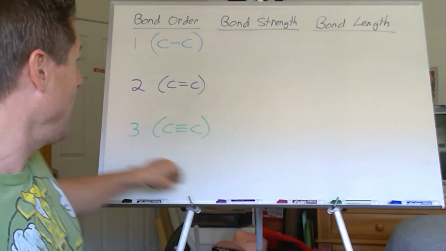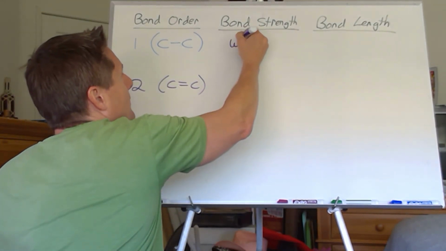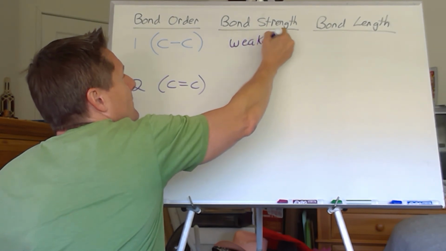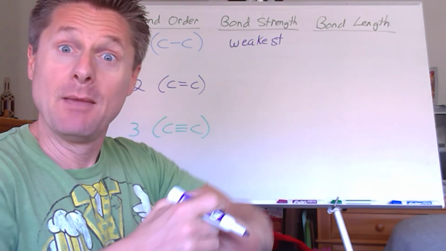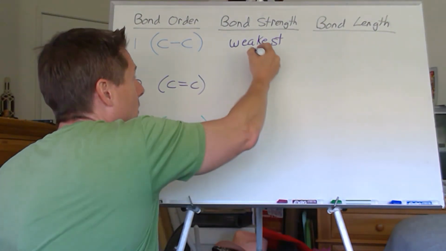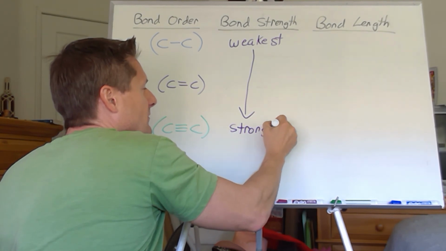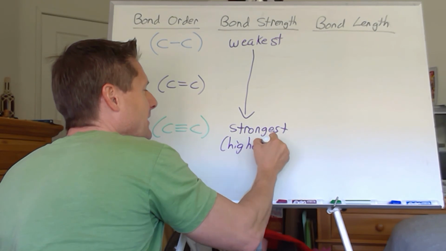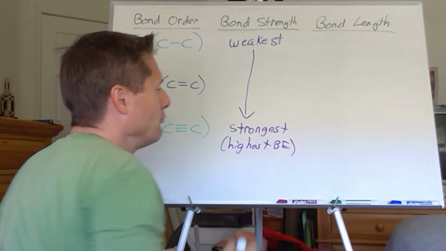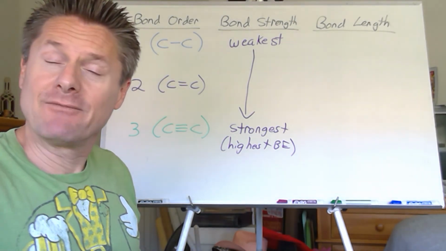So the way this works out is this is the weakest bond, right? Easier to run through, people just holding hands. But if they're holding both sets of hands, it gets harder. So this would be the strongest or the highest bond energy or bond strength. See that? Boom.